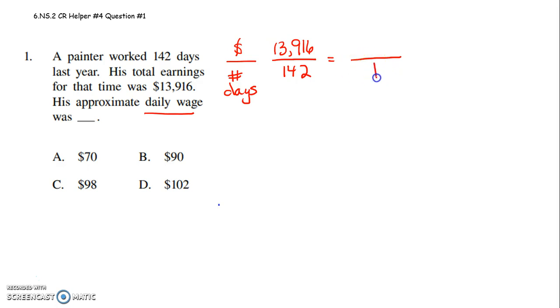So I want to know his approximate daily wage, which would mean just for one day. So I set up this little ratio. I say $13,916 in 142 days. How much will he make in just one day? So now I have equivalent ratios, equivalent fractions. You're trying to write this in simplest form. How do I get from 142 down to 1? Oh, I divide by 142.